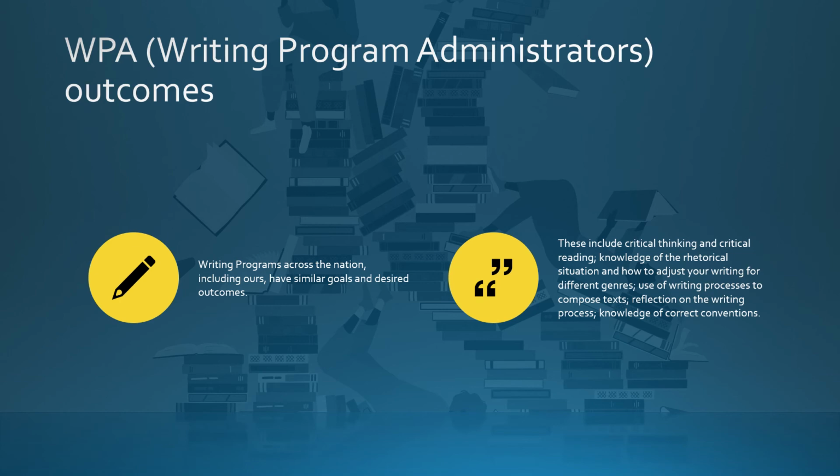So, just as there's certain things that say you're taking a genetics course or a chemistry course or an introduction to American history through 1865 that you need to know, there are certain things in a composition course too that WPAs across the nation have come together and discerned that writing students should know. And that includes critical thinking, critical reading, knowledge of the rhetorical situation and how to adjust your writing for different genres, use of writing processes to compose texts, reflection on the writing process, knowledge of correct conventions. So all of these things are important to achieve their goals for our class. And that is thinking about academic writing.